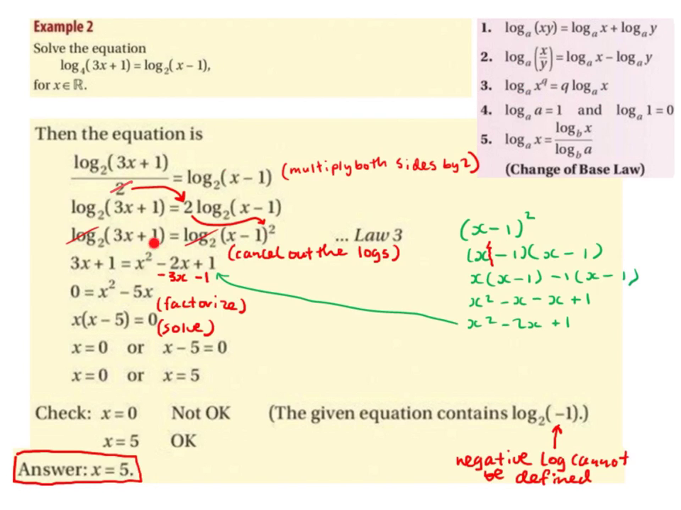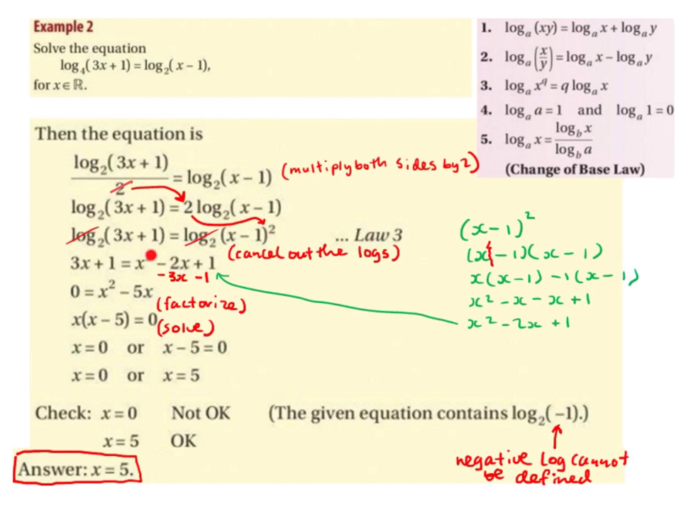So my x squared was already positive and it was already on the right hand side, so I'm going to bring everything over to the right. So I'm going to keep the x squared minus 2x plus 1 on the right. I'm going to bring over the 3x and it becomes minus 3x. I'm going to bring over the plus 1 and it becomes minus 1. So on the left hand side I now have 0, then I have equals.